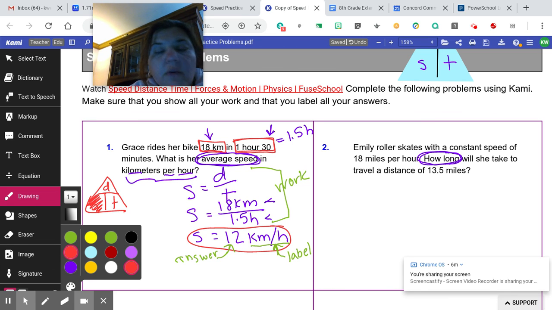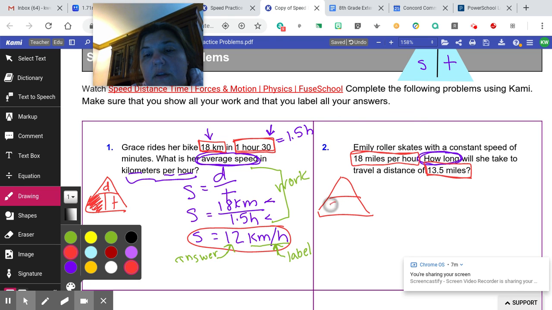Let's mark what we already know. Emily roller skates with a constant speed of 18 miles per hour. So 18 miles per hour is our speed. And how long will it take her to go a distance of 13.5 miles? This is what else we know. So again, I'm annotating my problem. Now let's figure out which equation we're going to use. So I'm going to set up my triangle right over here for a second. Speed, distance, and time. Again, we are looking for how long, which is time.